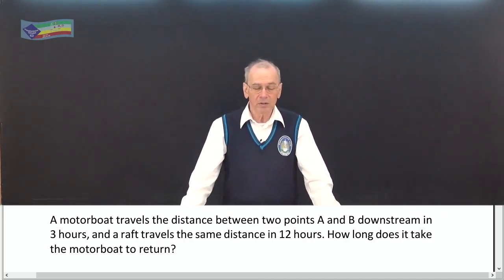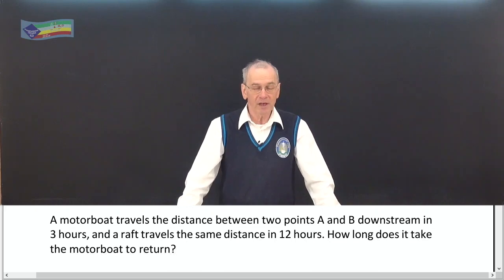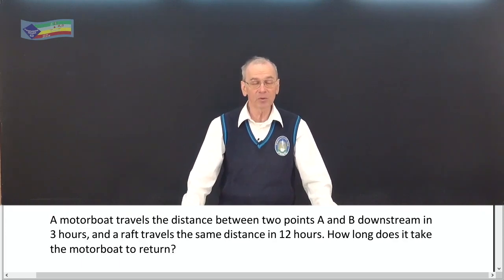A motorboat travels the distance between 2 points A and B downstream in 3 hours, and a raft travels the same distance in 12 hours. How long does it take the motorboat to return?